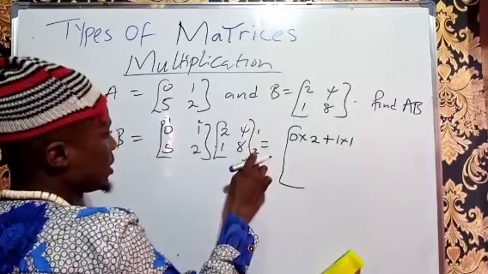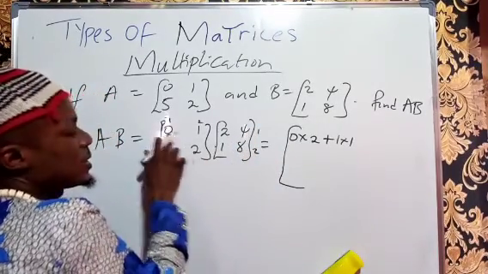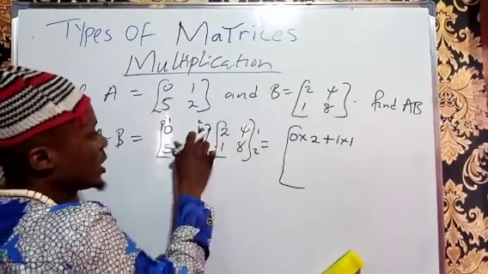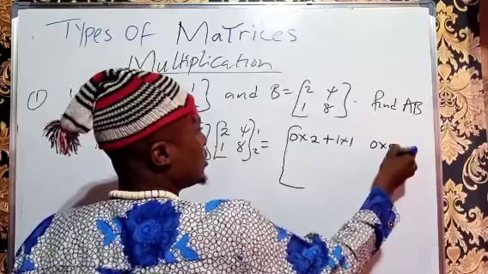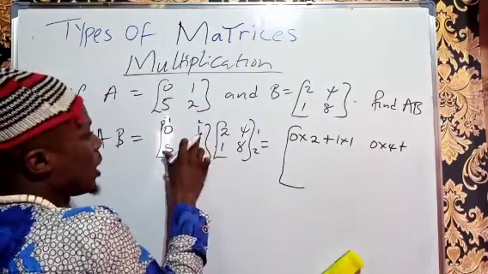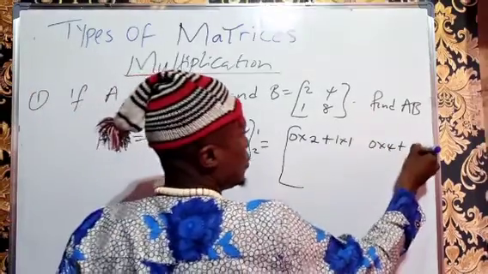The same thing I do to this one, I'll still do it here. This is first, this is second. Okay? I will still say first times first plus second times second. I'll have first as 0 times 4 plus second 1 times 8.